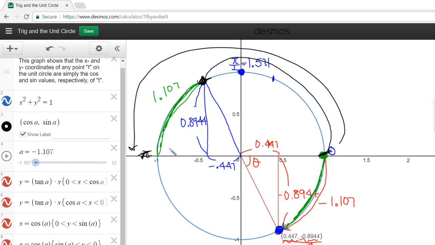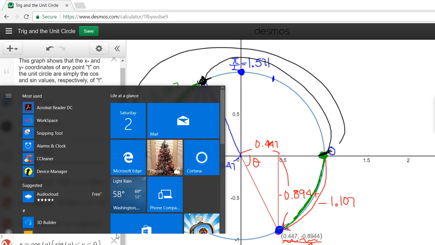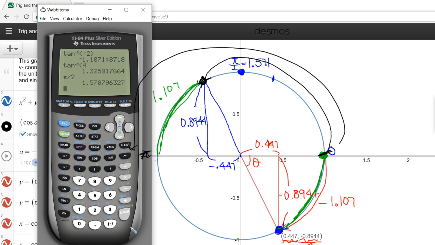So if we do pi minus 1.107, that's going to give us 2.035. So right here is 2.035.